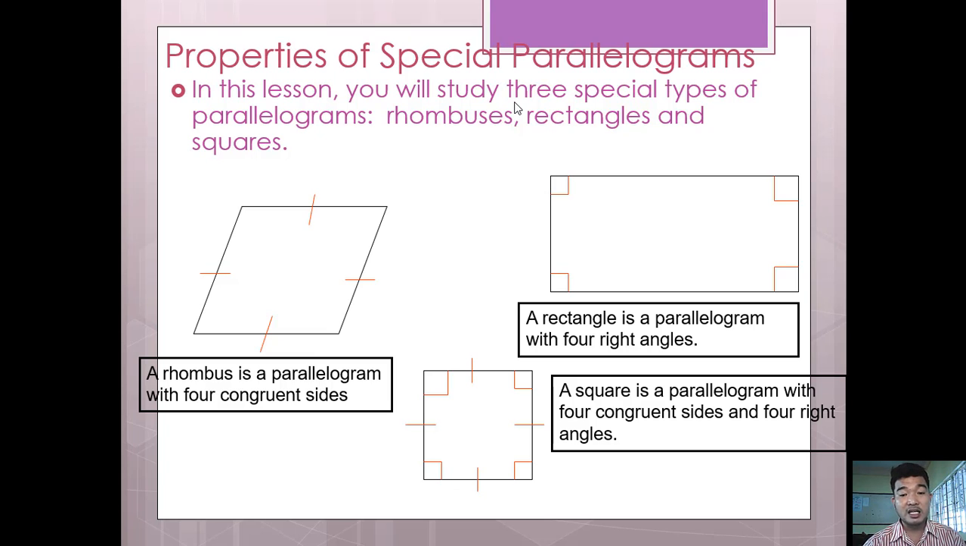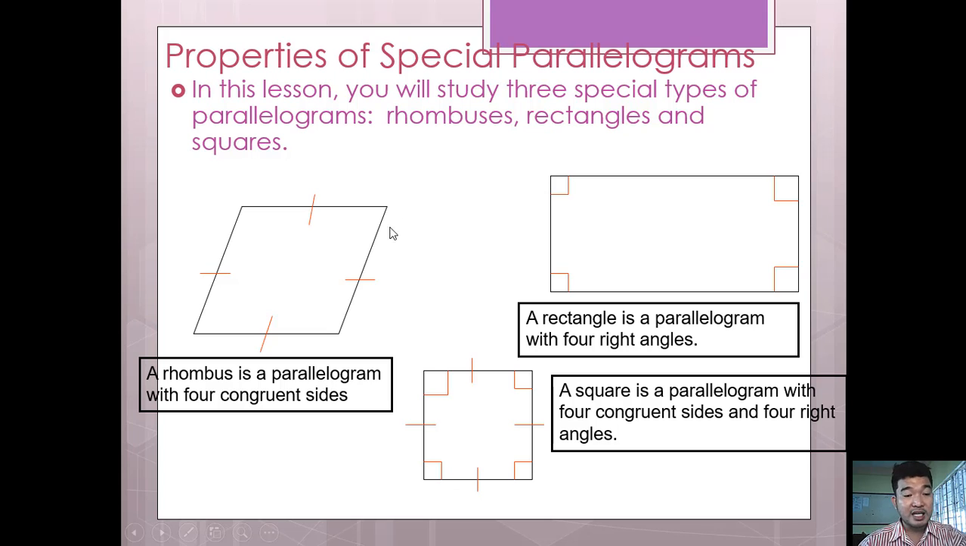Then the next one is a rectangle. A rectangle is a parallelogram with 4 right angles, meaning all the angles are right angles and the measurement of a right angle is always 90 degrees. So that means if this is 90, then the 3 other angles are also 90 degrees. So that's the property of a rectangle.